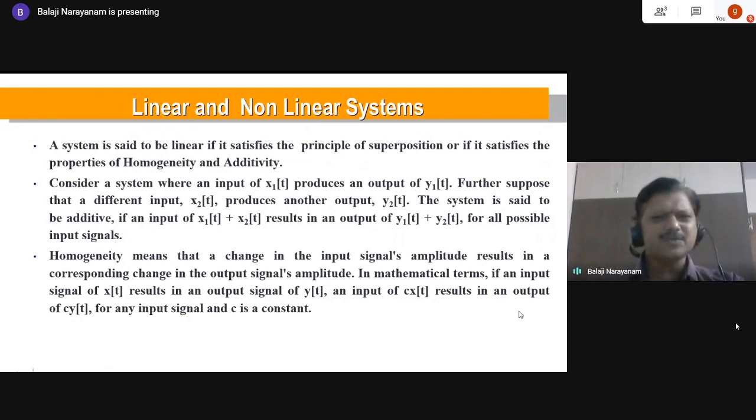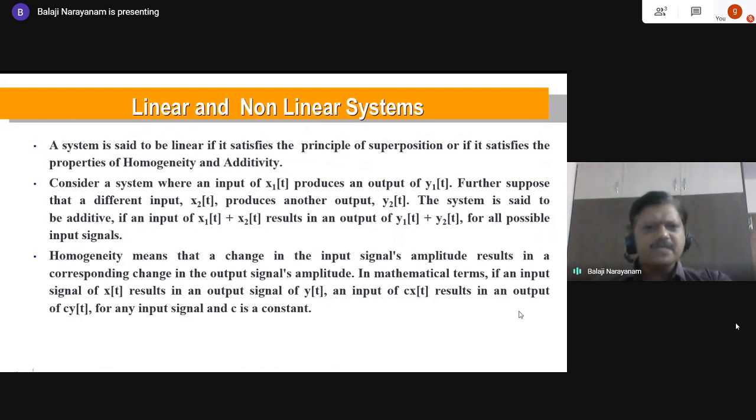A system is said to be linear if it satisfies the principle of superposition, or it can be divided into two important properties of homogeneity and additivity. So we have to check whether the given system is satisfying the homogeneity property and additivity property. Let us try to understand the homogeneity and additivity property.